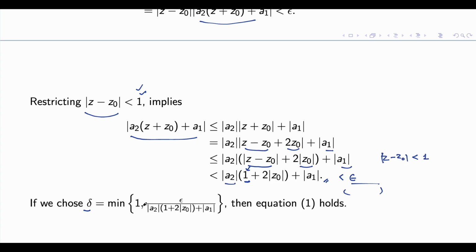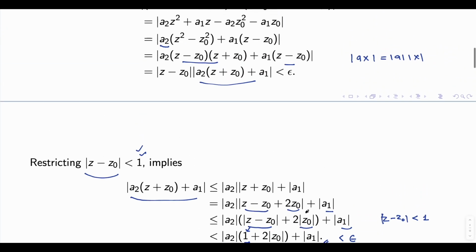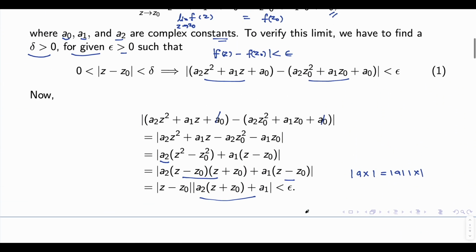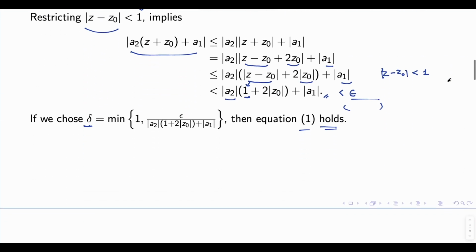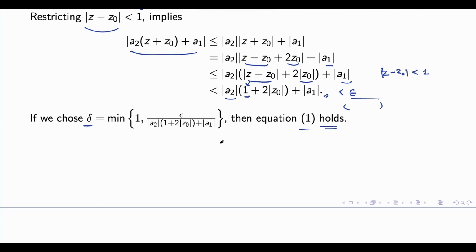Okay. So now what I can say, minimum of 1 comma epsilon upon a2 mod 1 plus 2 times of mod z naught plus a1, right? If we choose delta in this manner, then the equation 1 holds. This is the equation 1, which is going to hold true, right? So we got the delta as minimum of 1 comma this, right?